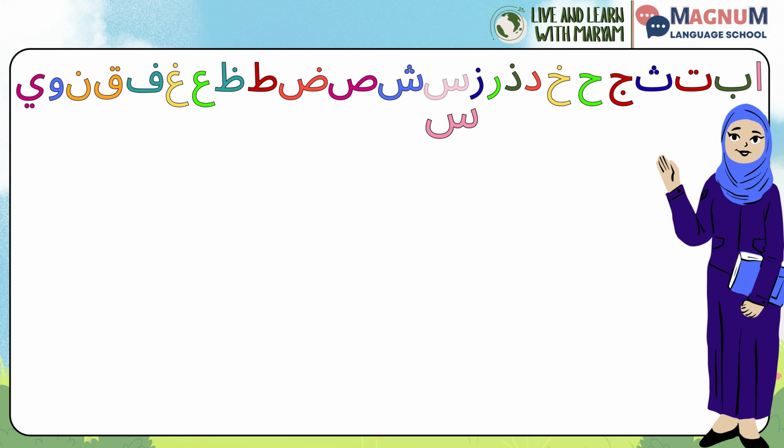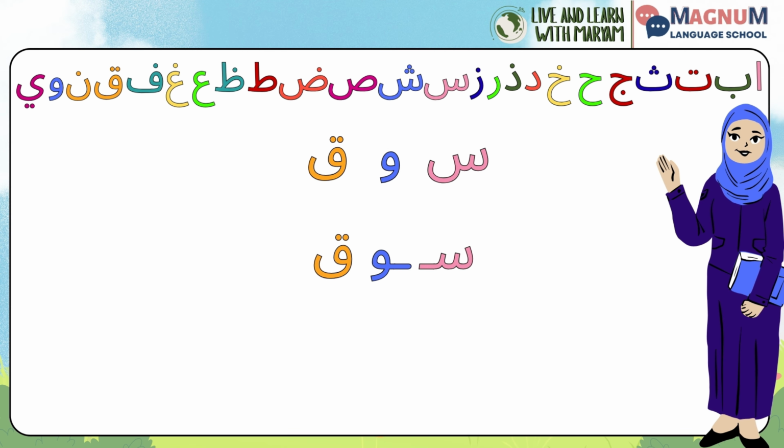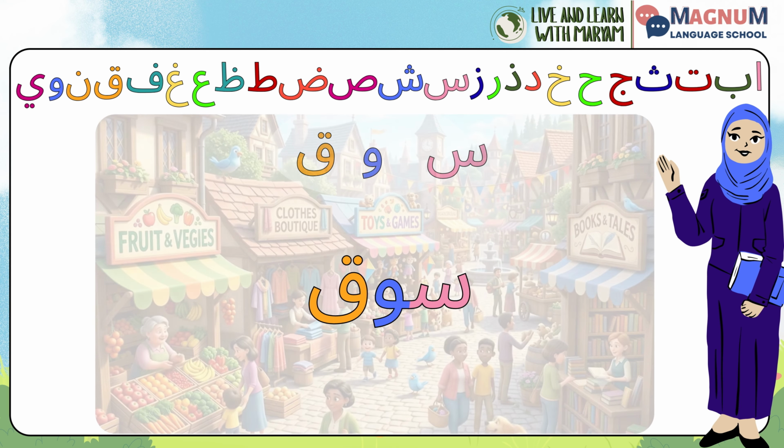Now let's pick seen, waw, and qaaf. Seen being in the beginning will take the leader position. Waw comes next, taking the finisher position as it is a chain breaker. Then comes qaaf at the end, will not take the finisher position but its completely isolated form. This word is souk. Souk means market.